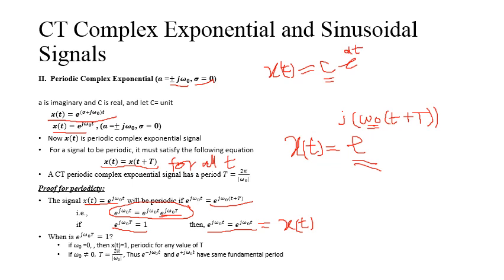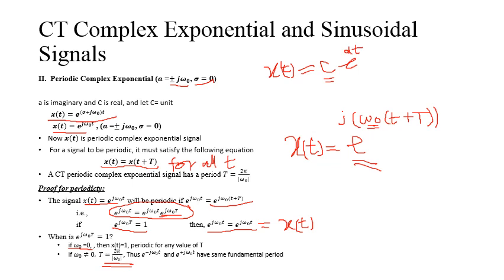So condition 1 is when omega naught equals 0. When omega naught equals 0, this thing will equal 1, and x of t is a constant, and we can say it's periodic for any value of t. The second case is if omega naught is not equal to 0. In that case, T will be equal to 2 pi by the absolute value of omega naught, and x of t is variable.